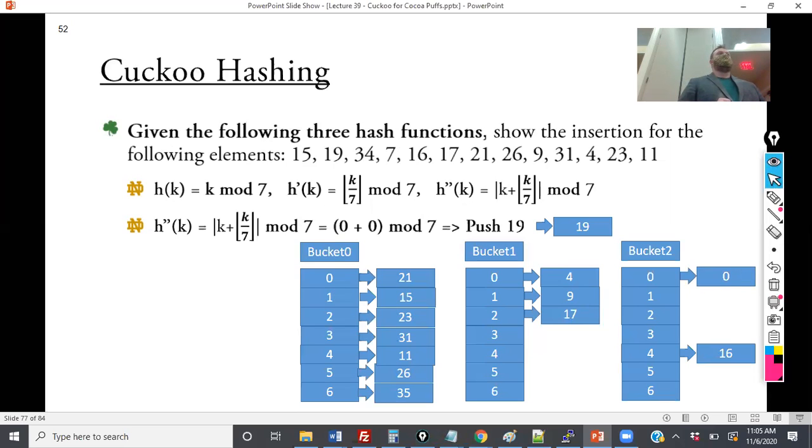What do you think we should do? Any guesses? Okay, we could add another bucket, but the thing is we want to be able to keep going until we fill up 81% of the hash. So while that's a good guess, you kind of have the right idea, but we're not going to add any size. What do you think we should do here with 19?